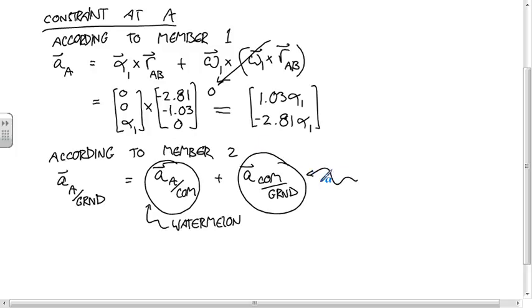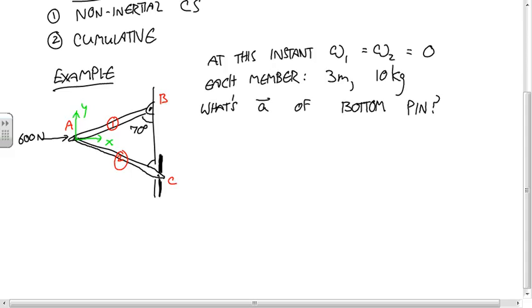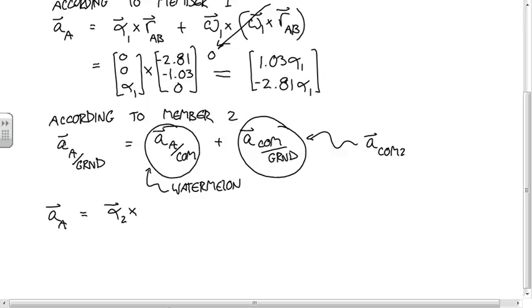And this one is just a fancy name of saying ACOM2. So the acceleration of A is equal to, I'm going to write out the watermelon equation and then just add ACOM2 onto the end. So we have the angular acceleration of member 2 crossed with the r vector from what point to what point? Yeah, 2A from the center of mass. Yep. So R2A from the center of mass.